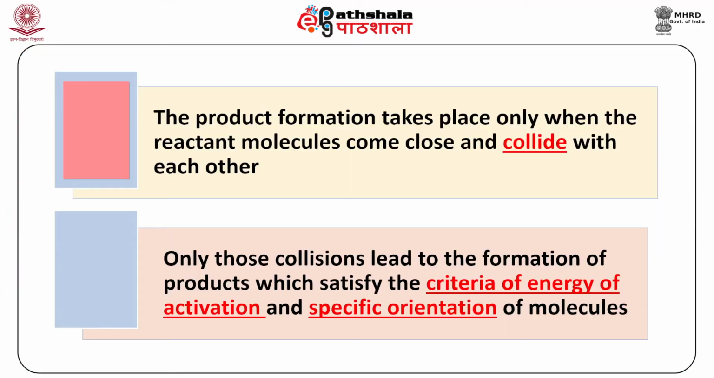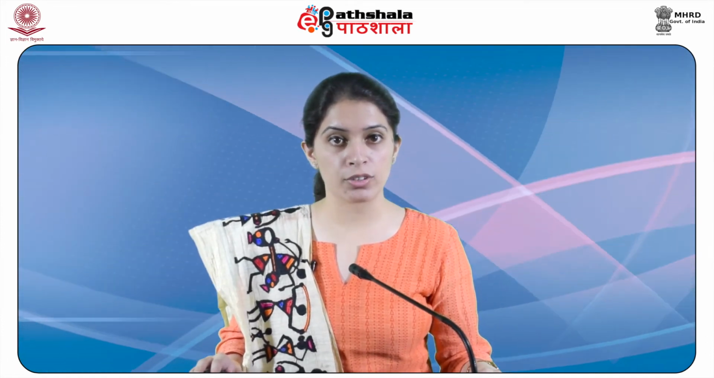Collision theory predicts the rate of the reaction based on two postulates. Number one, the product formation takes place only when the reactant molecules come close and collide with each other. And number two, only those collisions lead to the formation of products which satisfy the criteria of energy of activation and specific orientation of molecules. Now let us see how these factors affect the rate of a reaction.